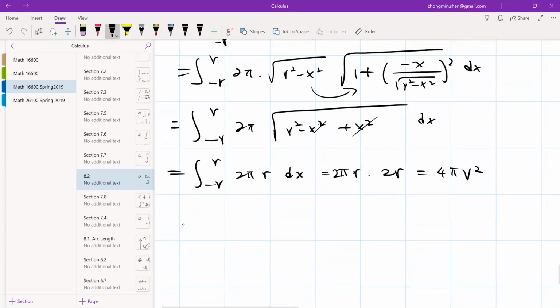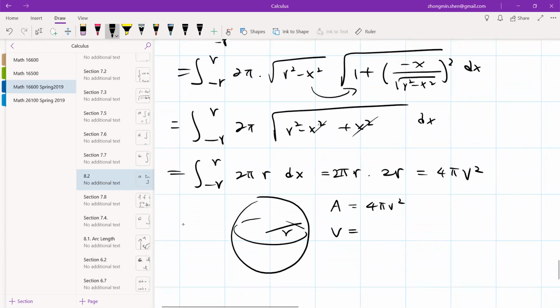So remember, for the sphere with radius r, the area is going to be 4 pi r squared. The volume is going to be 4 pi r cubed divided by 3. But it's interesting: 4 pi r squared is 2 pi r squared plus 2 pi r squared. It's 4 times pi r squared, right? Pi r squared is the area of this disk. So the surface area of the sphere is 4 times the area of that disk in the middle.